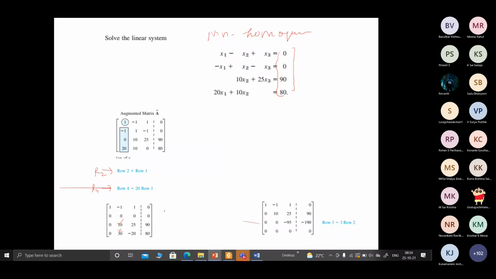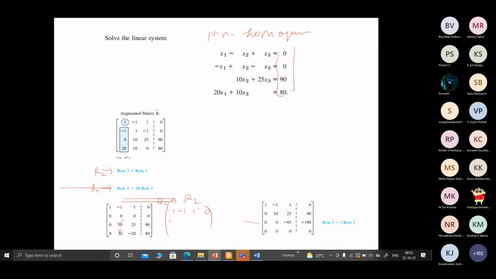So you can add one step here. What you can do is say R4 and R2 are interchanged. So what will happen? Tell me. First row as it is: 1, minus 1, 1, 0.